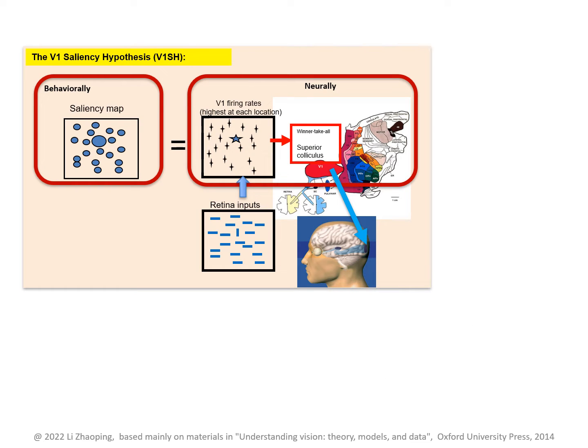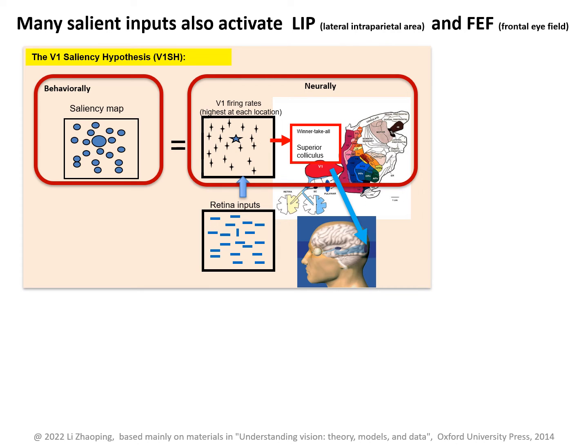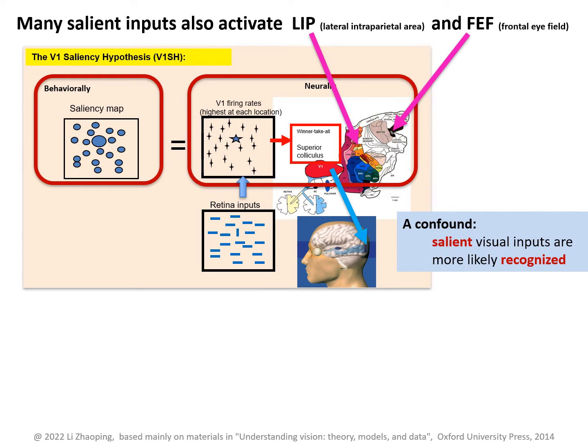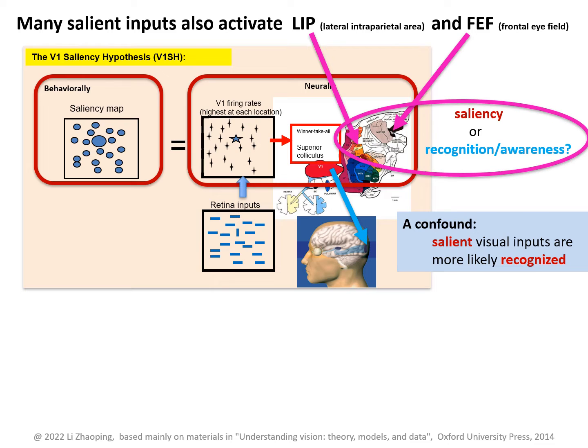Although experimental data support the idea that V1 is responsible for computing saliency to guide attention exogenously, it is known that salient visual inputs typically also activate other brain areas, such as the lateral intraparietal area and the frontal eye field. However, since salient visual inputs are more likely recognized, they are also more likely to enter awareness. Then, are these activations caused by saliency or awareness?